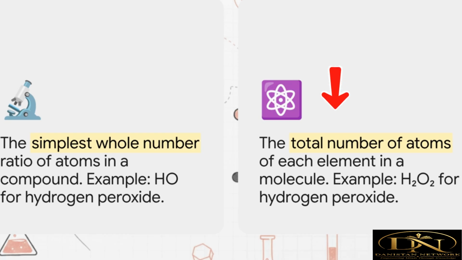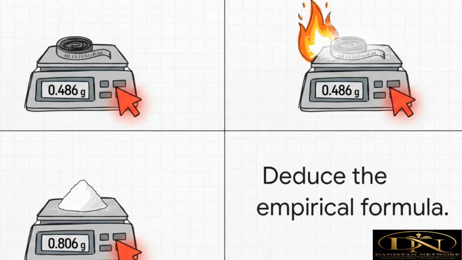So for hydrogen peroxide, its real molecular formula is H2O2, but its simplest ratio, its empirical formula, is just HO. For butane, C4H10, the simplest ratio you can get is C2H5. It's a really important distinction, so keep it in mind. Okay, time to put this into practice. Let's say, in an experiment, 0.486 grams of magnesium is burned, and it forms 0.806 grams of magnesium oxide. Our mission is to figure out the empirical formula from that data.